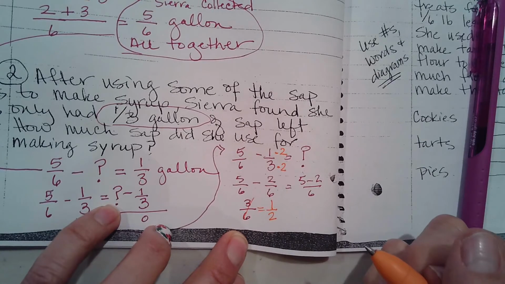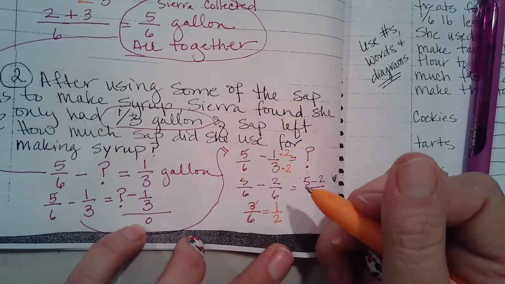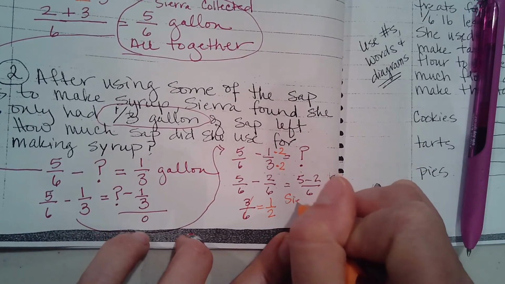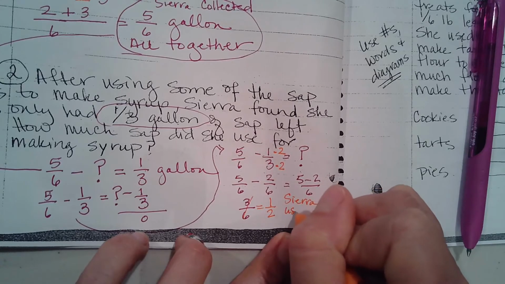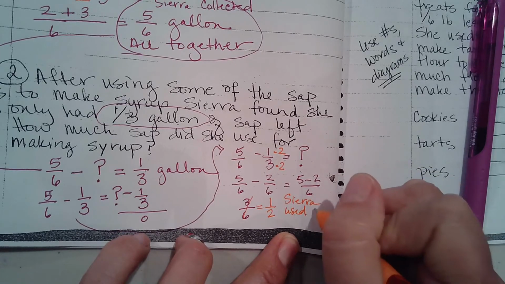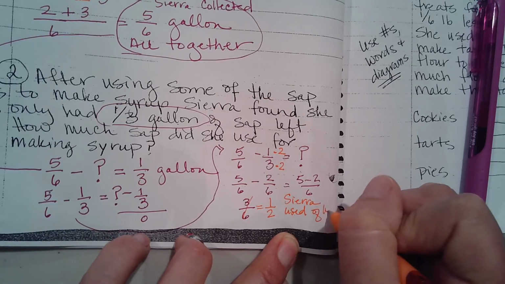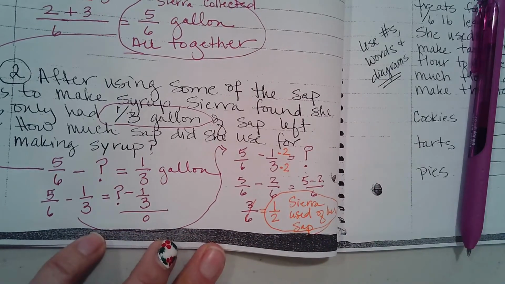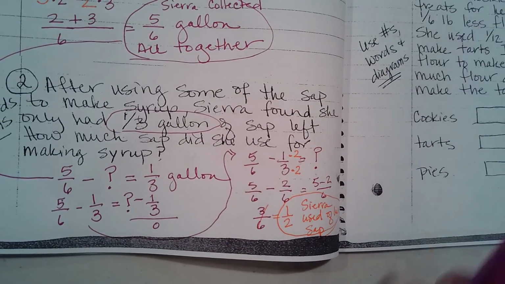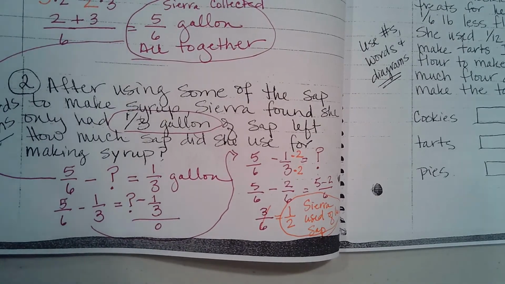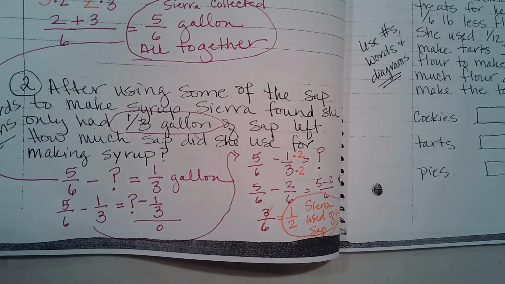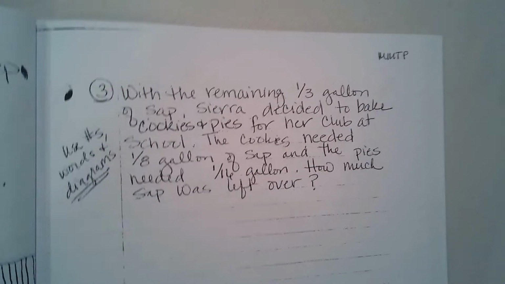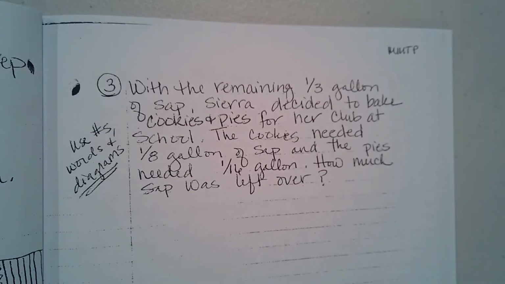1/2, right? So she used half of her sap to make syrup. So Sierra used half of her sap. That is your answer. All right. I think these problems are quite doable. I think you've been doing these word problems for a while now, and we're on module 3, and I think that is a very fair, doable problem.